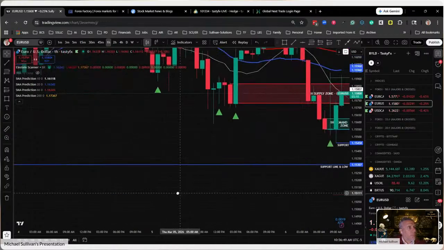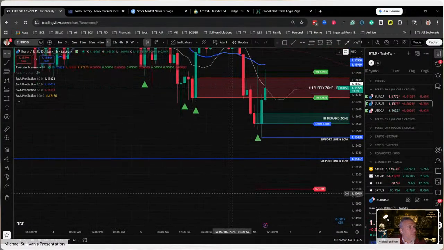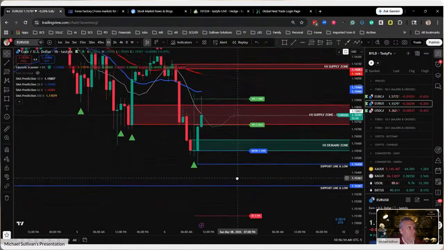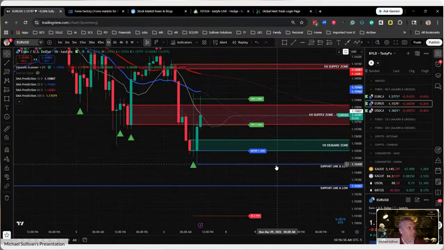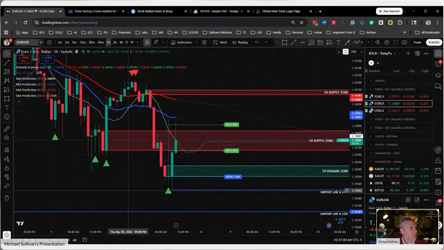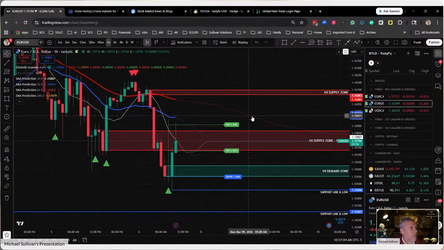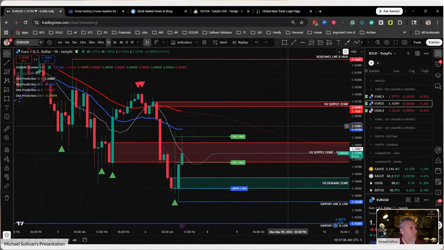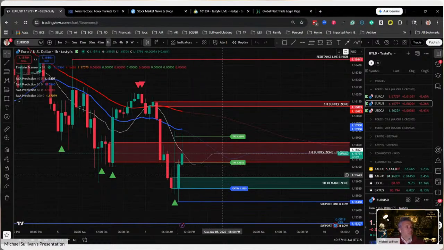There we go. But again, too, this one came right down to here. Well, we created that one, but let's see. Anything else here? That's pretty much on point. That's within the demand zone, so I'm not adding that one. There is a potential. We'll see what it does here.